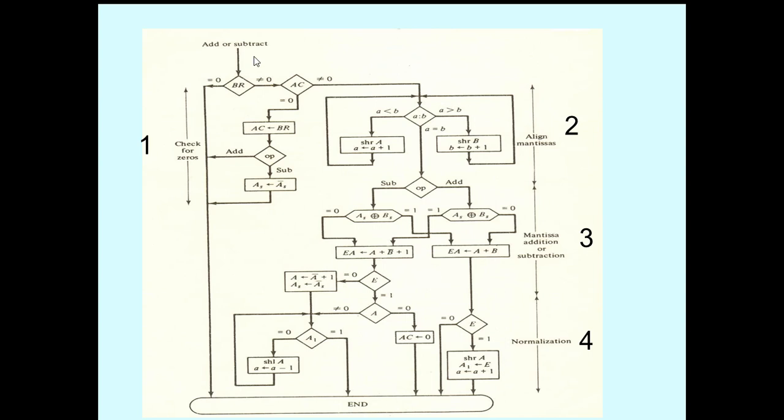So these are the four steps: check for zeros, align mantissas, perform the mantissa addition or subtraction, and then the final result should be in normalized form. These are the four steps involved in floating point addition and subtraction operations.